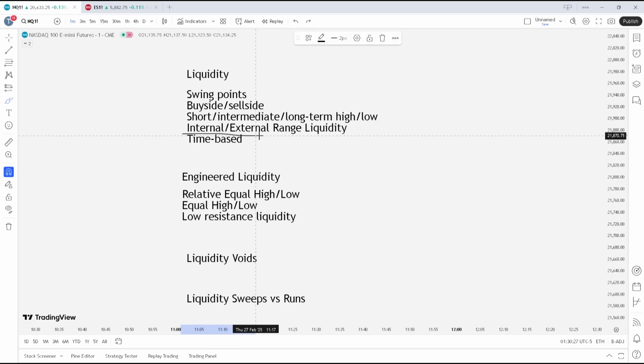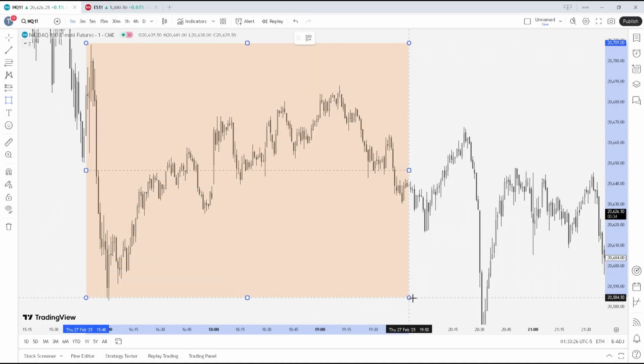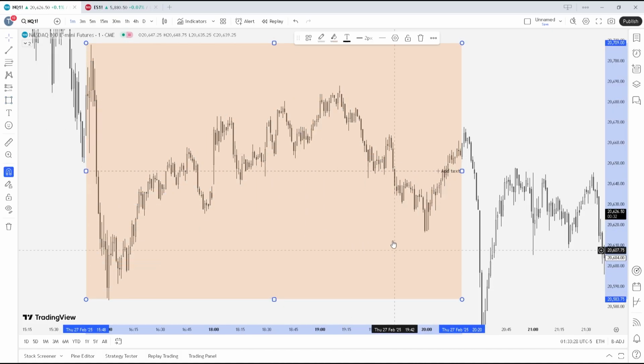So next we're going to be going over internal and external range liquidity, and here I'm going to be actually going over how you can use liquidity, right? Some practical application style teaching. All right, so to find the internal and external range liquidity, first you have to define a range, right? So here, let's say that our range is just this right here.